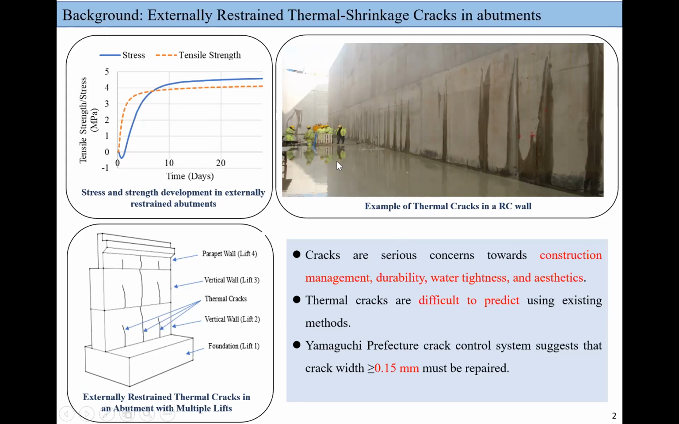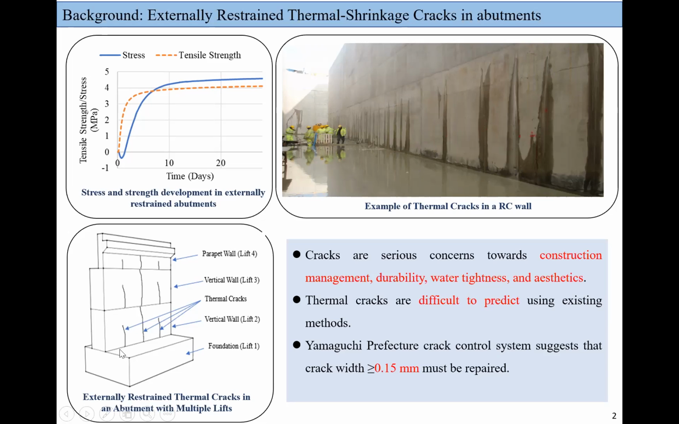Anyway, in the case of Yamaguchi Prefecture, their target was abutment for bridges. Okay, but generally speaking, for massive structures, thermal cracking can happen. So engineers want to mitigate cracking.